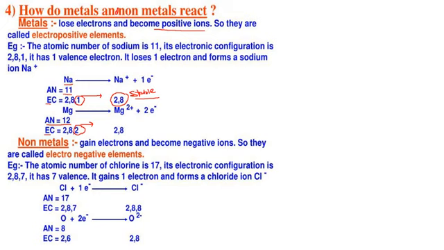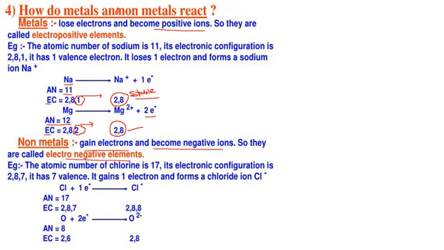So it is easier for these metals to lose electrons because they have 1, 2 or maybe 3 in case of aluminum, right? So they can easily lose electrons. They lose electrons to obtain octet state. Here we can see magnesium has lost 2 electrons, and it has obtained an octet state. Now coming to the non-metals. Non-metals gain electrons and become negative ions. So they are called electronegative elements.